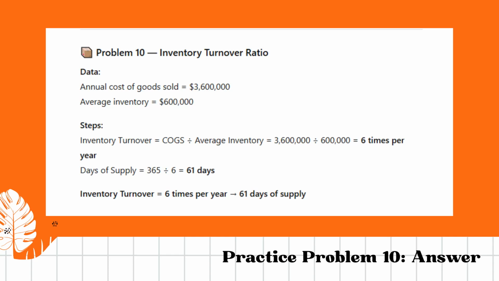Explanation. Problem 10. Inventory turnover shows how many times the company sells and replaces its entire stock during a year. We find it by comparing annual cost of sales to average inventory value. In this case, the company turns its inventory about 6 times a year. To express that as days of supply, we divide the number of days in a year by the turnover rate. That gives us about 61 days of supply. This means that, on average, the company holds about 2 months of inventory before it's sold or used in production.